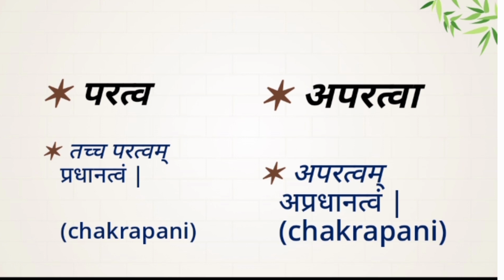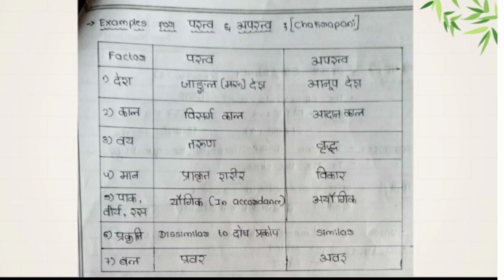Which one will be the lower one? That is nothing but aparatvam, apradhanatvam. One which is inferior is aparatva. One which is superior is paratva. So what is the use of this paratva and aparatva? This factor we will use as desha, kala, vaya, mana, paka vishesha. If we need to decide between two dravyas which one is superior and which one is inferior, in that condition this guna will be useful. So how are paratva and aparatva useful for our treatment?